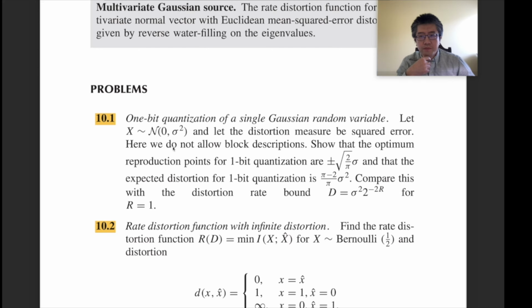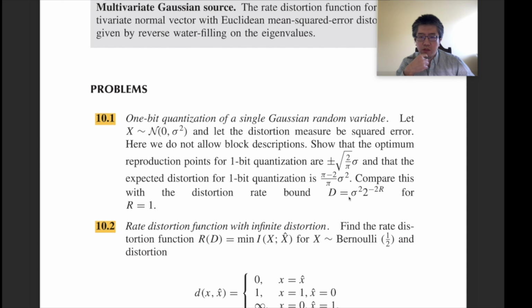Here is the first problem. The first problem is called one-bit quantization of a single Gaussian random variable. Here we have a Gaussian random variable distributed with zero mean and variance sigma squared. What we need to show is that the optimum reproduction points for this one-bit quantization are plus and minus this value. Then we need to find the expected distortion for one-bit quantization, and compare it with the distortion rate bound D equals that, which is the optimal rate distortion.